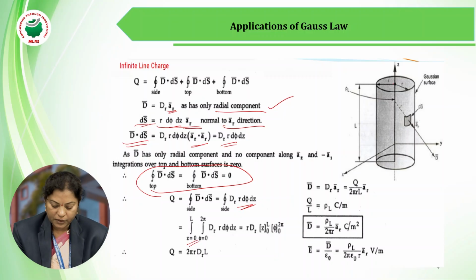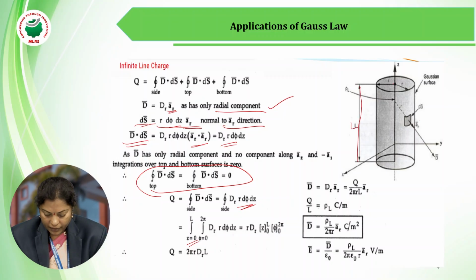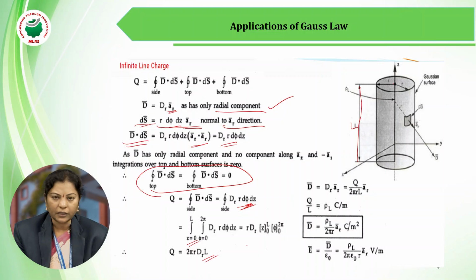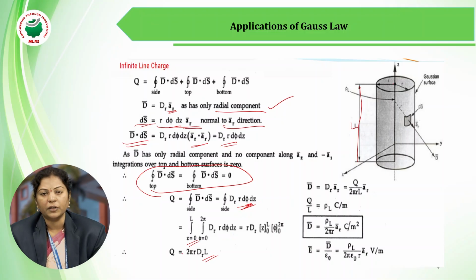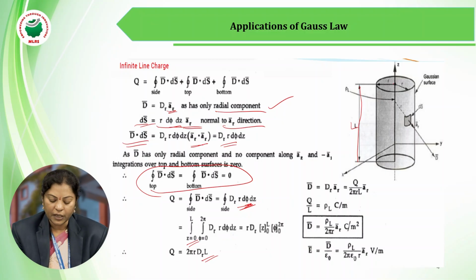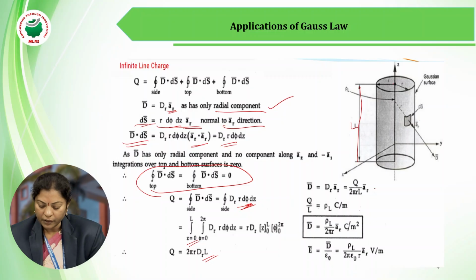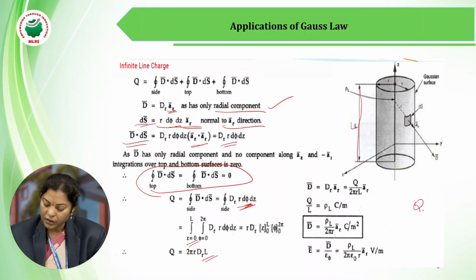Here we need to write the ranges. So z is from 0 to L, as we know the length is L. And we have one more component, dφ, which is a variable. So φ is from 0 to 2π. By substituting and integrating with respect to dφ and dz, we get Q equal to 2π r Dr into L. So from this, Q by L is the total charge per unit length.